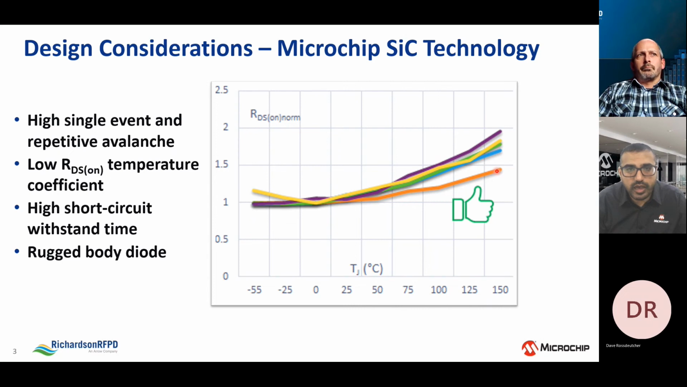We also have a high short circuit withstand time. Our 700 volt family have about 10 microseconds of short circuit withstand time. Our 1200 volt devices are going to be closer to about 2.5 to 3 microseconds.